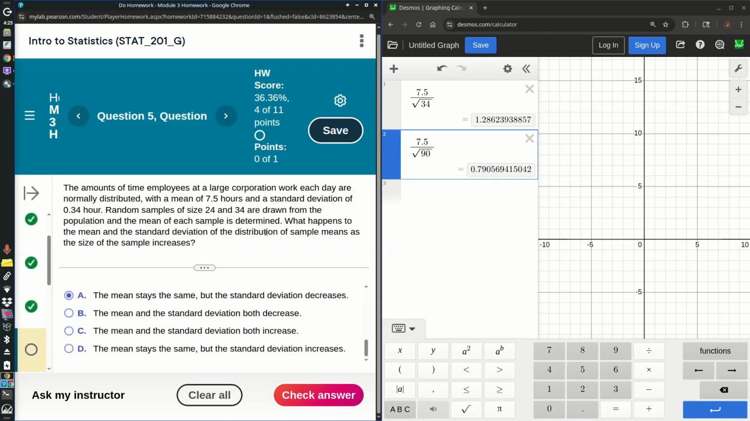It might say sample standard deviation or something like that. What happens to the mean and standard deviation as the size increases? Oh, it says as the size of the sample increases, then the standard deviation should decrease.